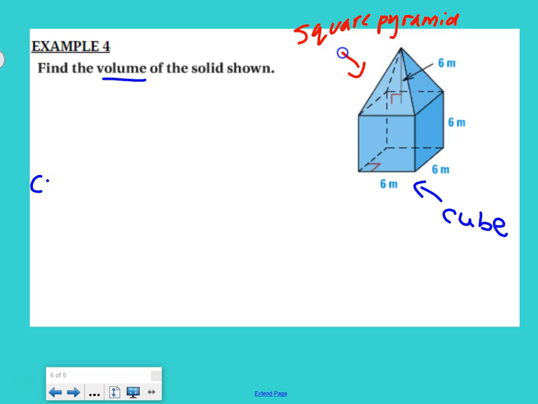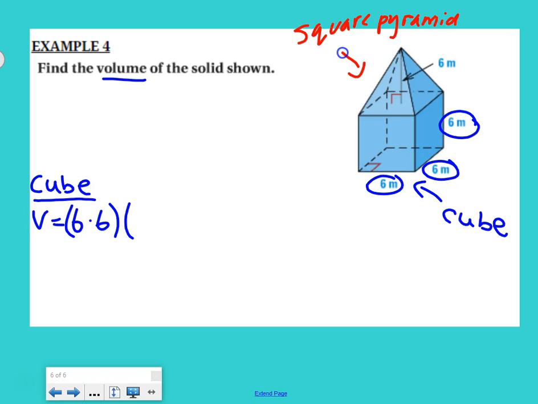So if we start with the volume of the cube, the volume of a cube or a prism is the area of the base times the height. So area of the base would be 6 times 6, and then times our height, which is also 6. Do 6 times 6 times 6, and we get 216 meters cubed.